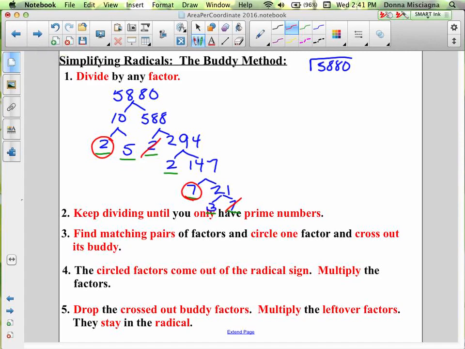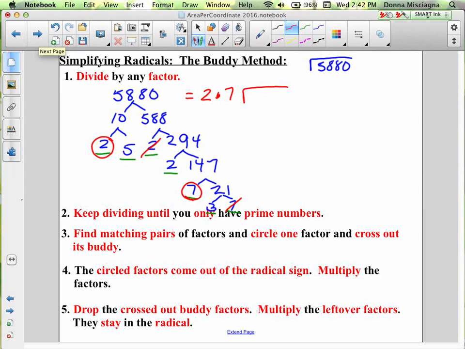Right, and right down here I have all the steps. So I'm up to step 4. The circled factors come out of the radical sign. We already found the matching pairs. We circled 1, we crossed out its buddy. Circled 1s come out, so 2 and 7 come out. And we broke it down to its factors. When you break something down into its factors, you're dividing. To put it back together again, I have to multiply. So we're going to multiply 2 times 7 coming out of the radical.